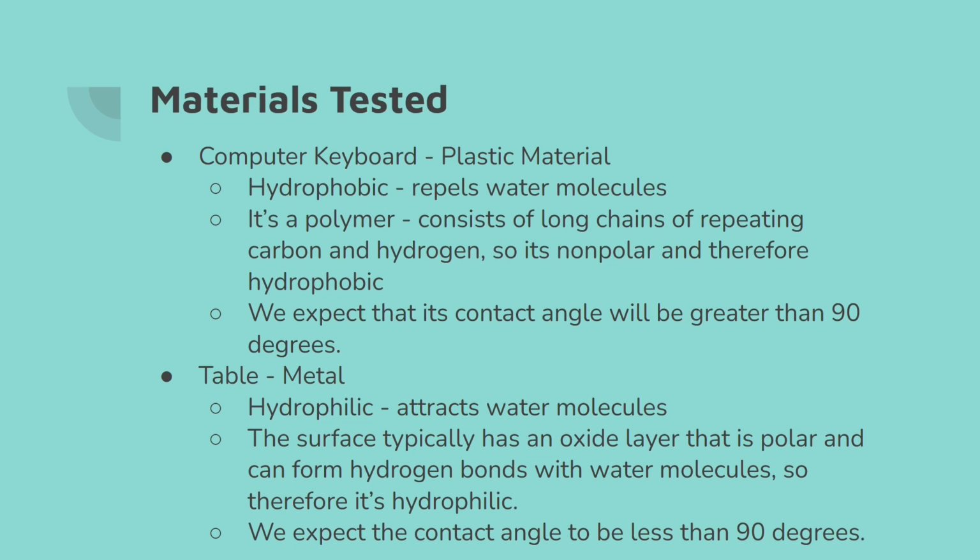And then for our second example, we used a metal table. This is a hydrophilic surface, so it attracts water molecules, and metal surfaces typically have an oxide layer that is polar and can form hydrogen bonds with water molecules, so therefore it's very hydrophilic. And because it's hydrophilic, we expect the contact angle to be less than 90 degrees.